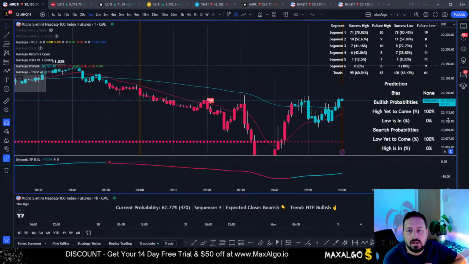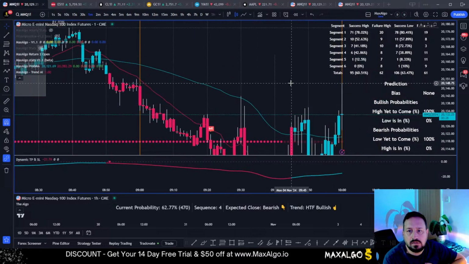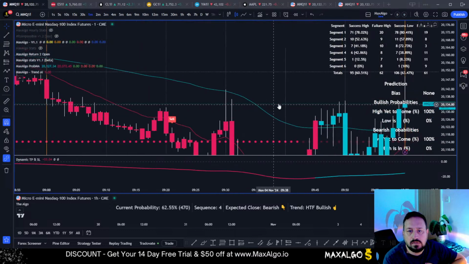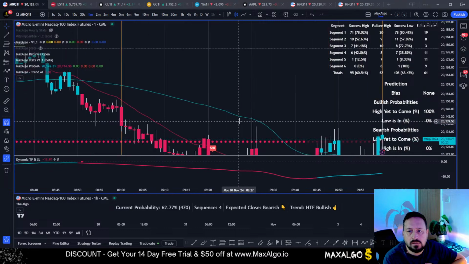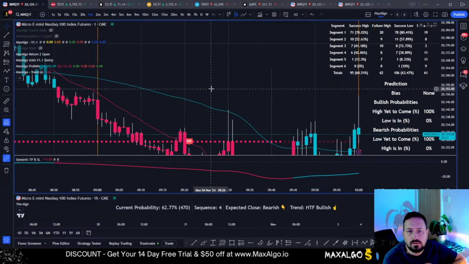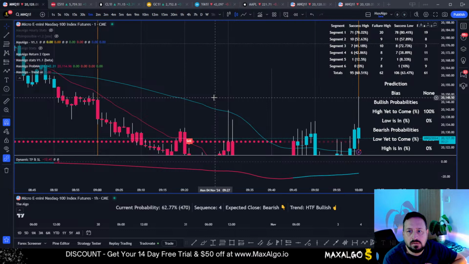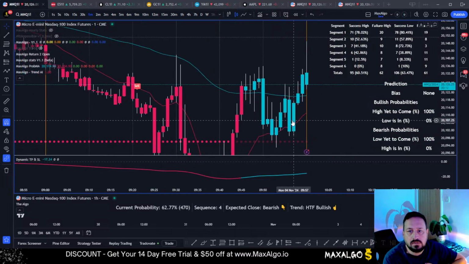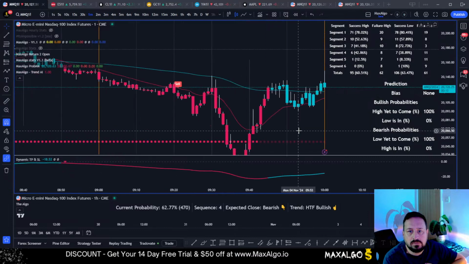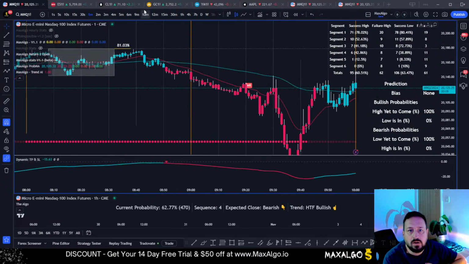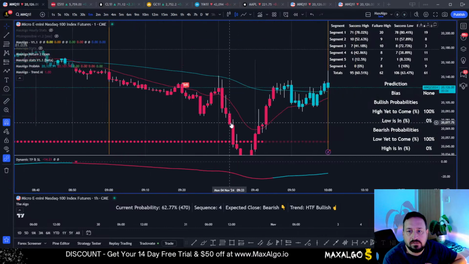We've already taken the high. Just wicked the high of the previous hour. I don't know why I don't just highlight. Oh, because I've turned off the high and low data.